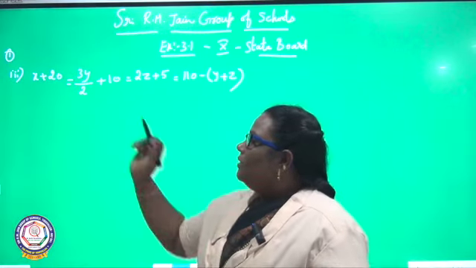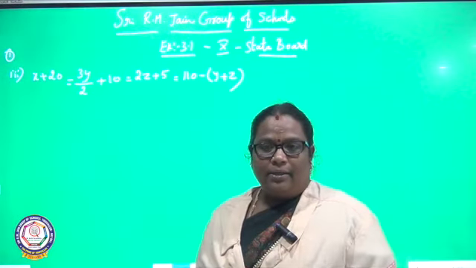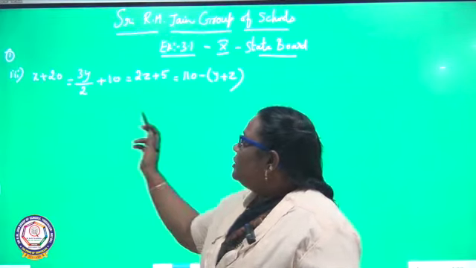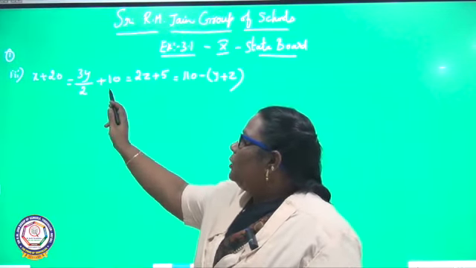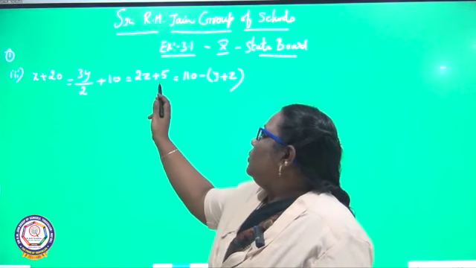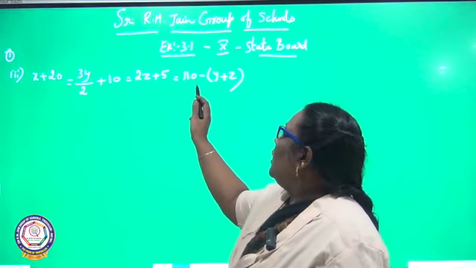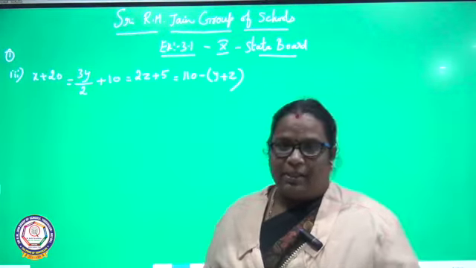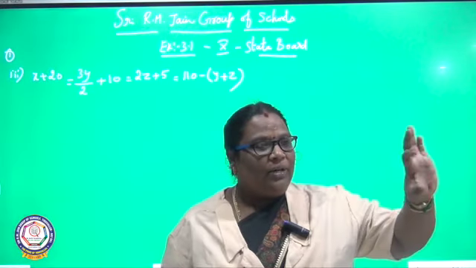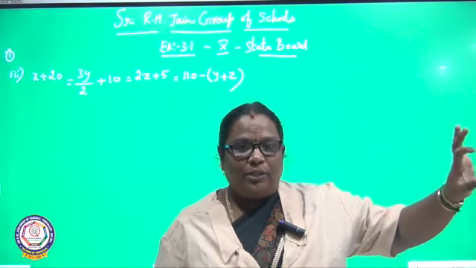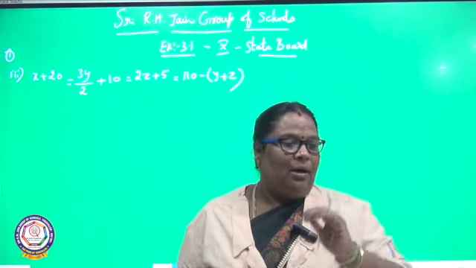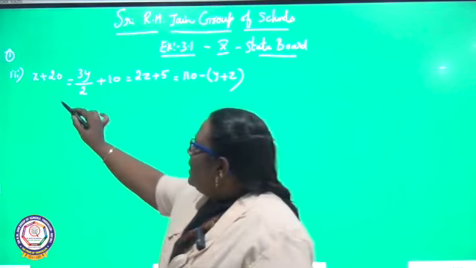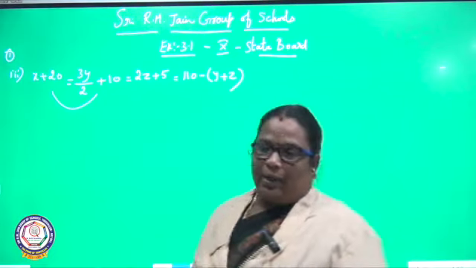See here, first Roman letter, third subdivision. The equations are given like this: x plus 20 equal to 3y by 2 plus 10 equal to 2z plus 5 equal to 110 minus of y plus z. All the equations are given with an equal to sign, so we can equate two terms at a time and get the equations one by one. First I can equate these two equations.